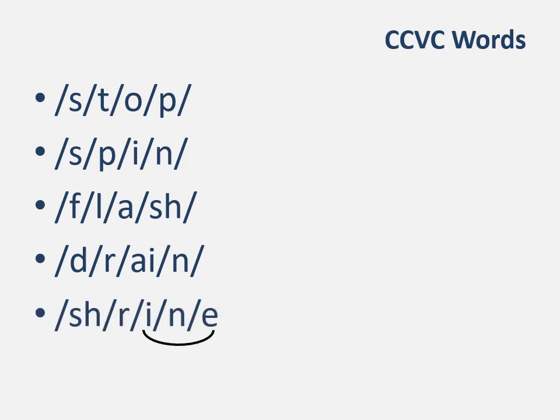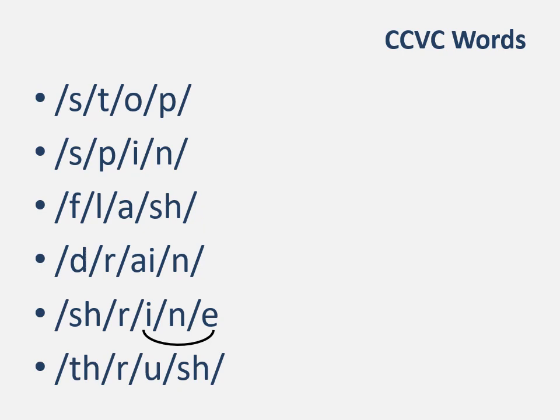And shrine, sh, r, two adjacent consonants there. You can hear each one, i, n. And because this is a split vowel digraph, I have that little curve there to show that the E is making the letter I sound as its name, not as in pin. If the E wasn't there, it would be shrin.